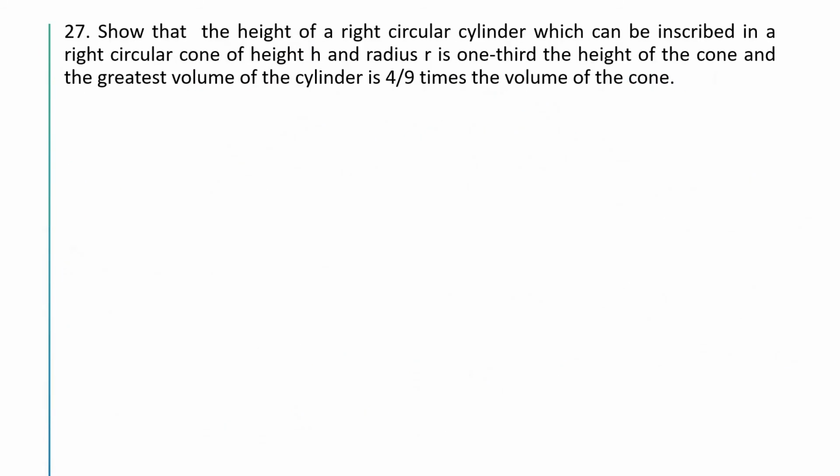We have the next question. Show that the height of a right circular cylinder which can be inscribed in a right circular cone of height h and radius r is 1/3 of the height of the cone, and the greatest volume of the cylinder is 4 by 9 times the volume of the cone. So we have to show that here a right circular cylinder is inscribed inside a right circular cone. We have to show that the height of the right circular cylinder is 1/3 the height of the cone, and the greatest volume of the cylinder is 4 by 9 times the volume of the cone.